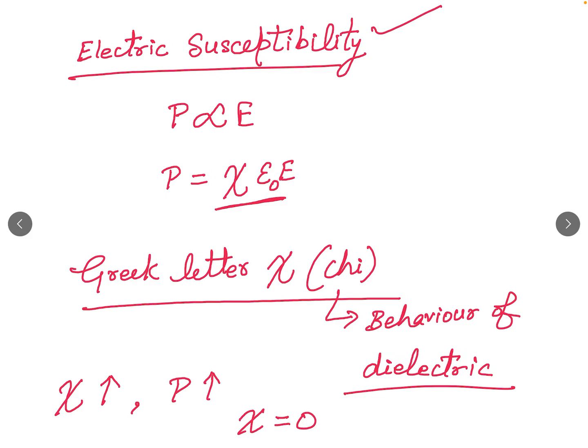This is all for this topic. Here we have discussed conductors, insulators and semiconductors. Then we have discussed what is a dielectric and what are the free charges and bound charges in a conductor. Then we have discussed polarization and electric susceptibility.